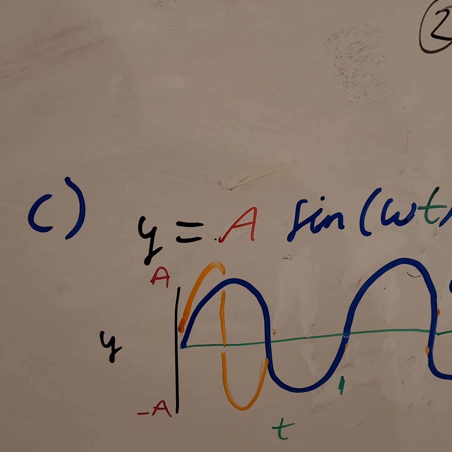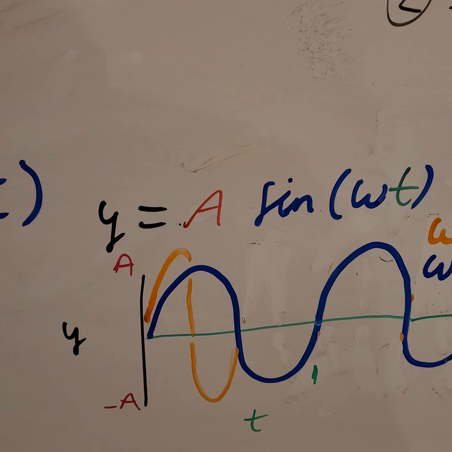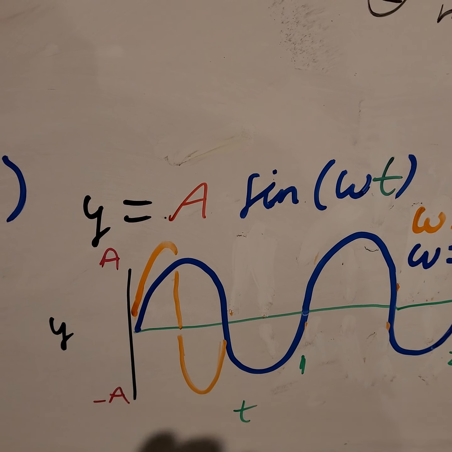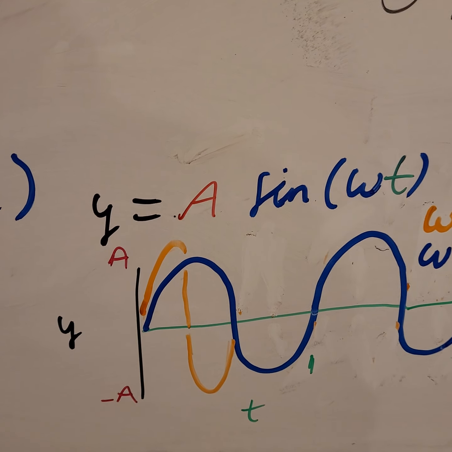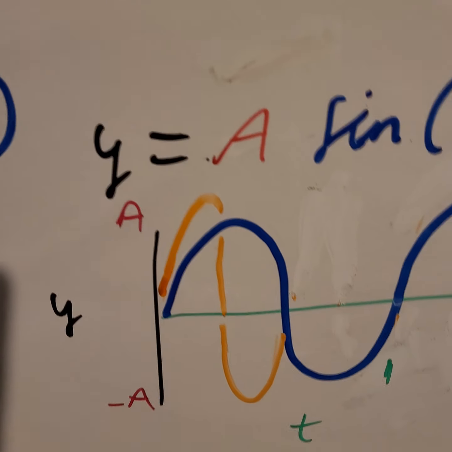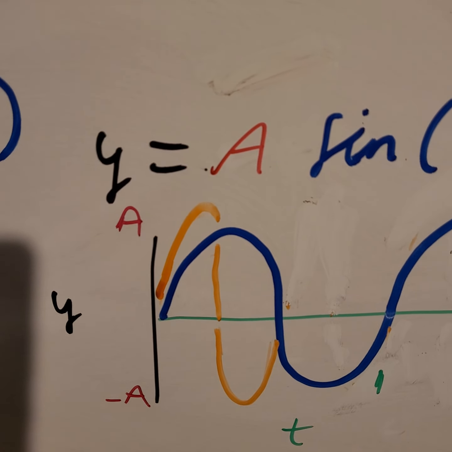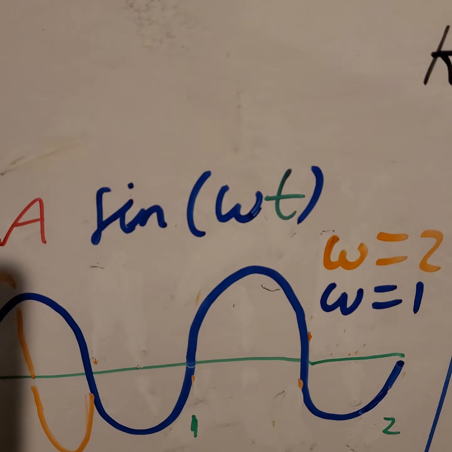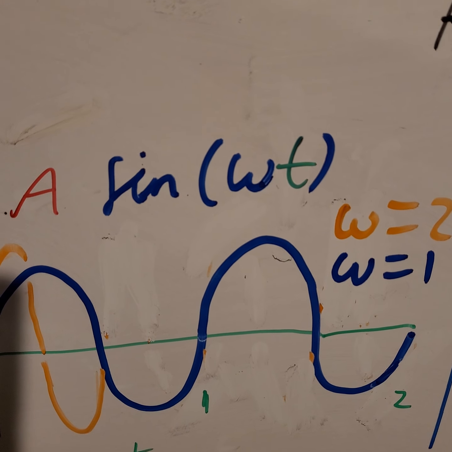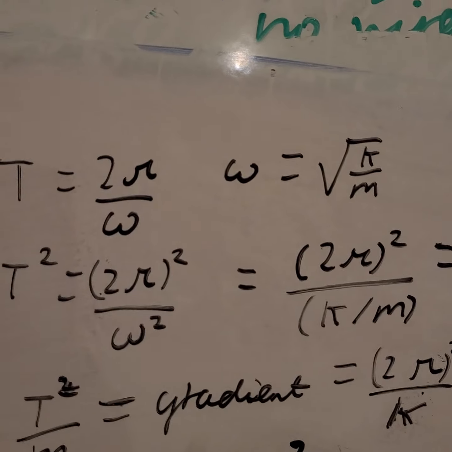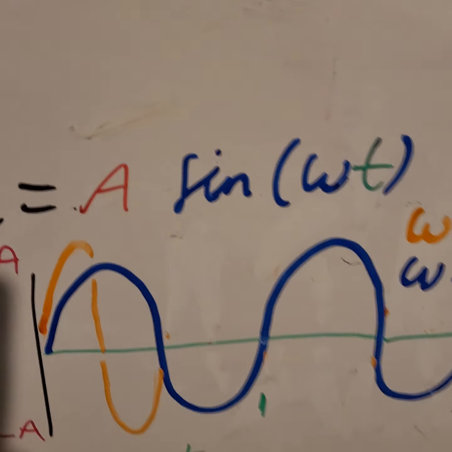You won't have a situation where your minimum is of a greater magnitude than your maximum, or the other way around. So long story short, for this experiment, if you pulled it down by 3 centimeters, then your A is going to be equal to 3 centimeters. Just to recap, your omega, you calculate it using these equations, and that should be fine.